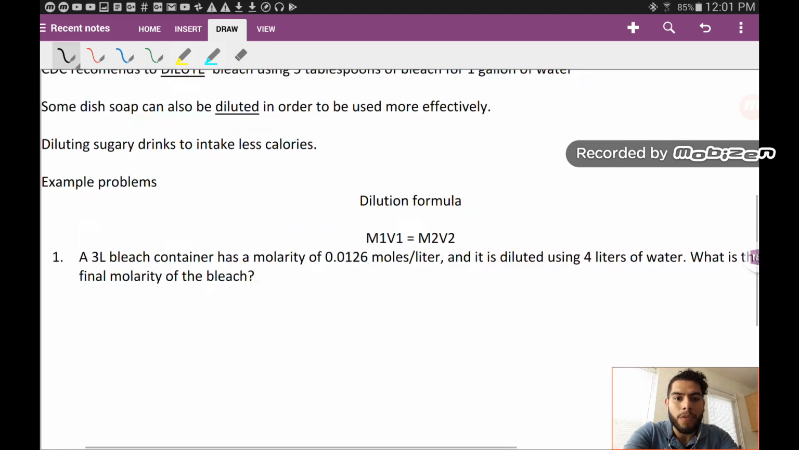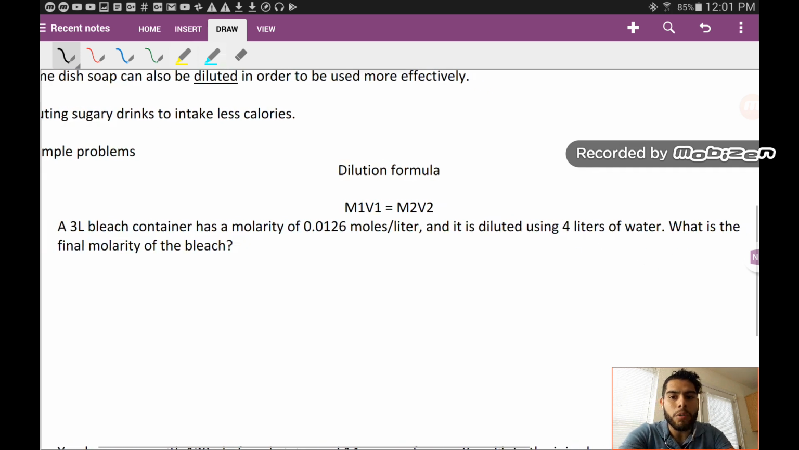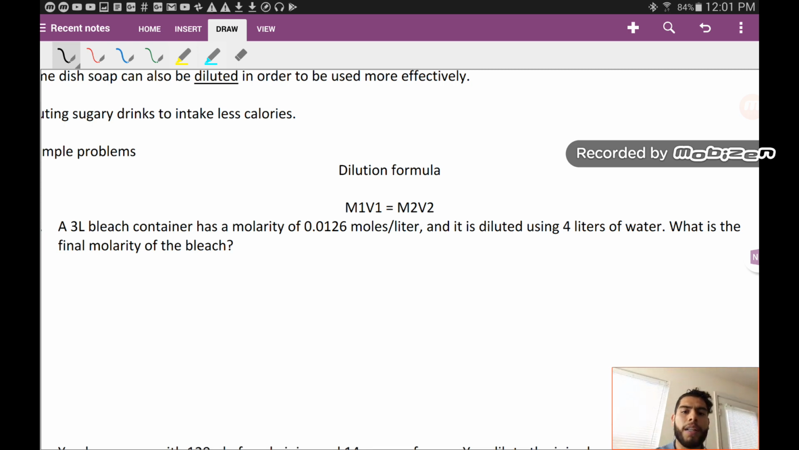So the formula for dilutions is M1, molarity 1, times volume 1 equals molarity 2 times volume 2. A fairly simple formula. And this is an example problem. They're telling us a 3-liter bleach container has a molarity of 0.126 moles per liter. So that's the molarity. And it is diluted using 4 liters of water. What is the final molarity of the bleach? So the dilution formula is right here.